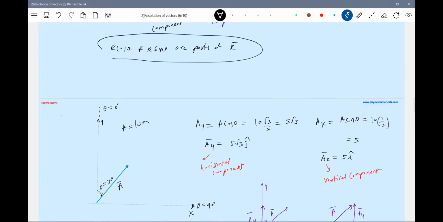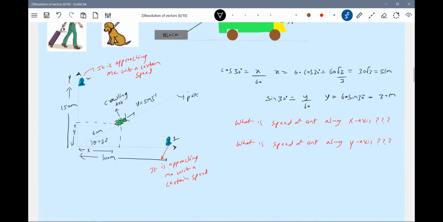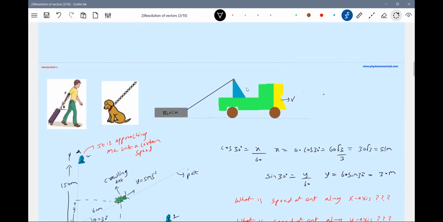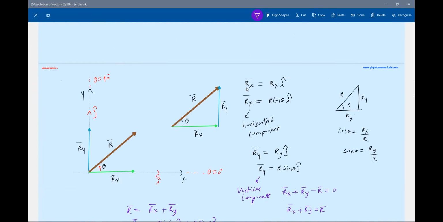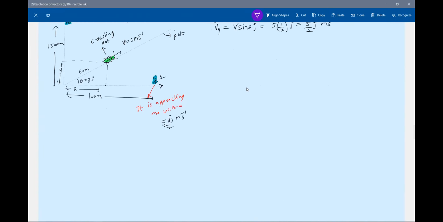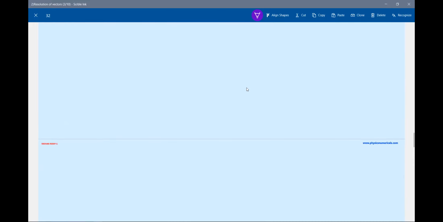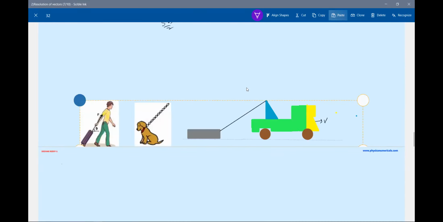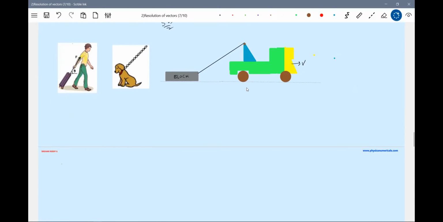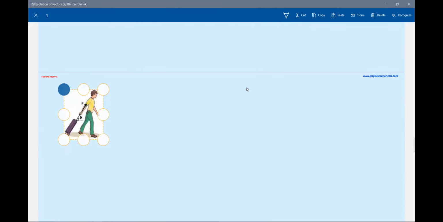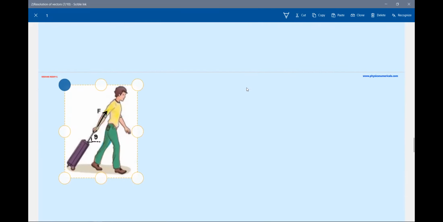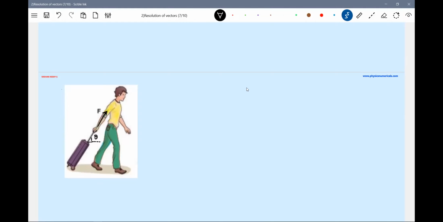Okay, now in general, in our day-to-day life, we do come across all these things. One by one, we'll take an example. Okay, this person is pulling his bag with his arm.